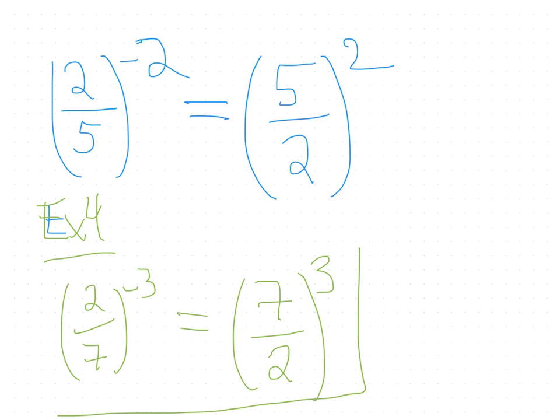And this is the connection that can be made after reviewing example 3. So if you go back in the video and review example 3, you could see how 2 over 5 to the negative 2, the end result became 5 over 2 to the positive 2. So the base was reciprocated and the negative exponent was made positive. And example 4 illustrates that as well. That brings us to a close on this video talking about integer exponents.